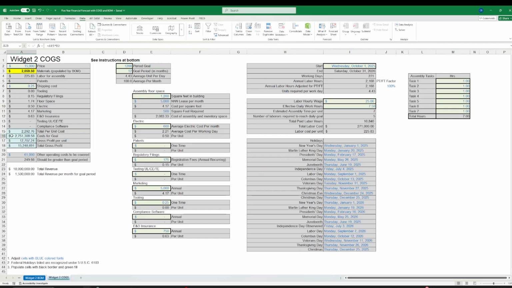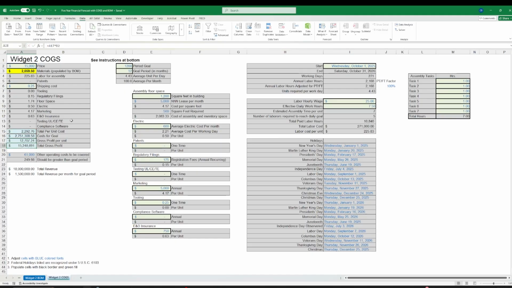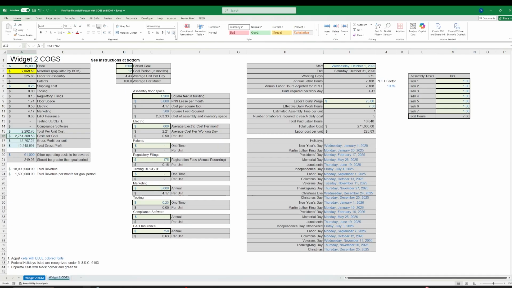And so that's how much money you're going to spend over the course of the period to produce all these parts. And then you have gross profit per year. So it's your total revenue minus your cost per unit, and then total gross profit for the period. And we can clean this up a little bit just to make it look a little more streamlined.